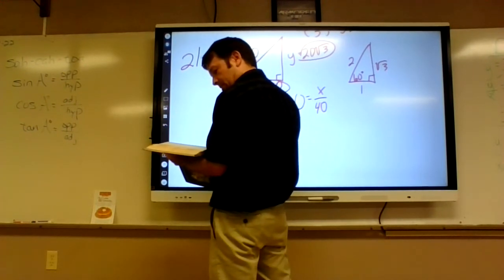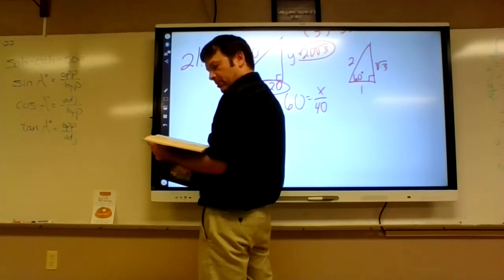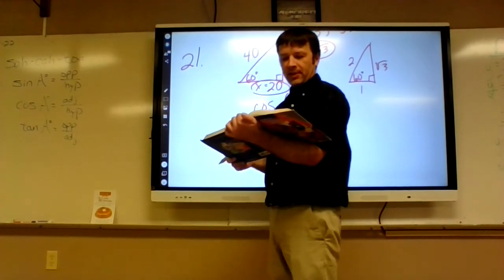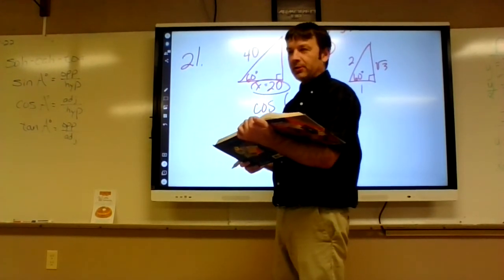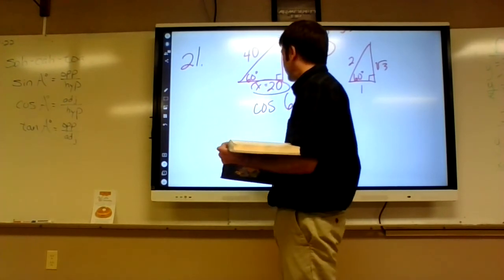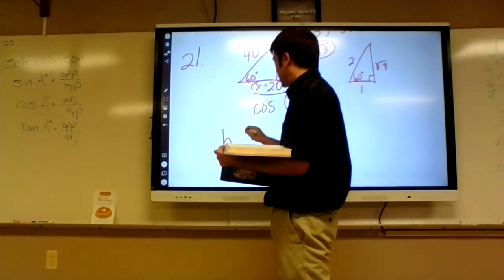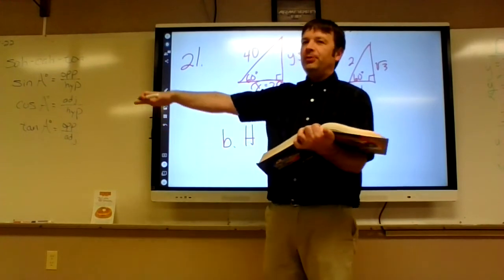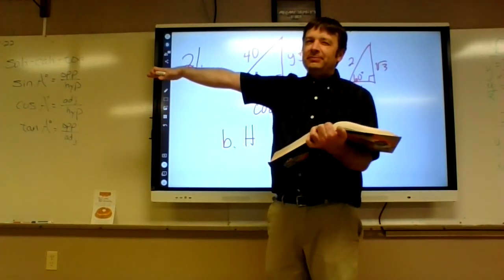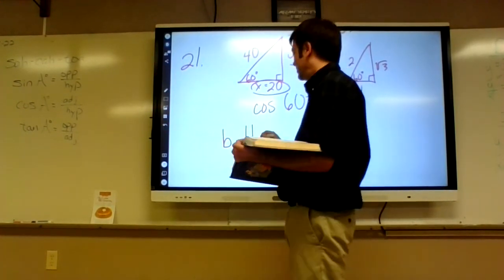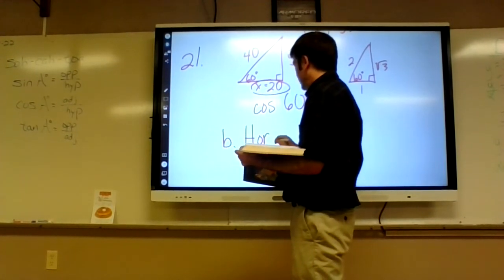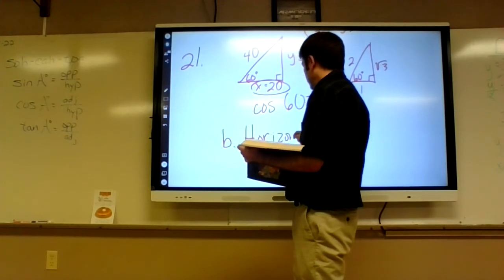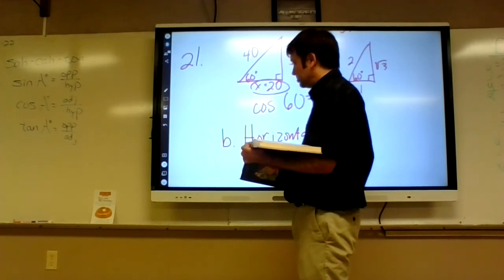B. Which component, horizontal or vertical, moves the wagon across the ground? Horizontal. Kind of a dumb question, I probably shouldn't say that. But just remember, the horizon looks like this, right? Sometimes people get those confused. So vertical would be the other one. Horizontal.